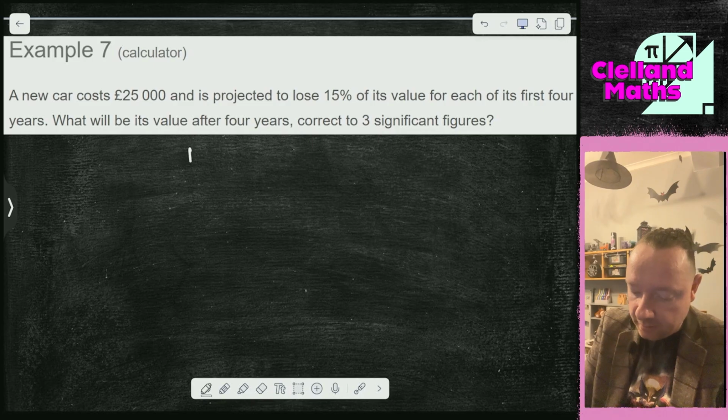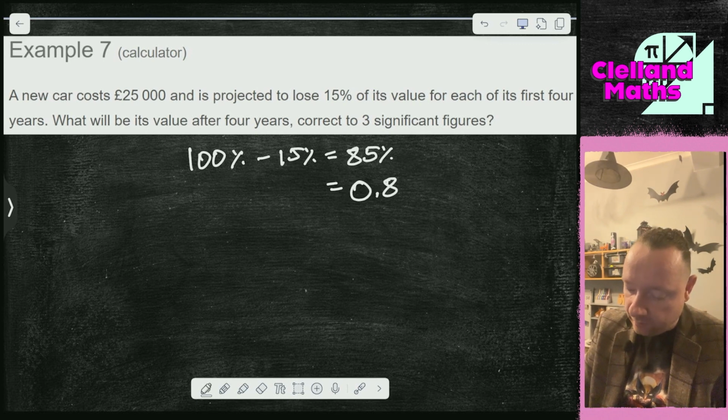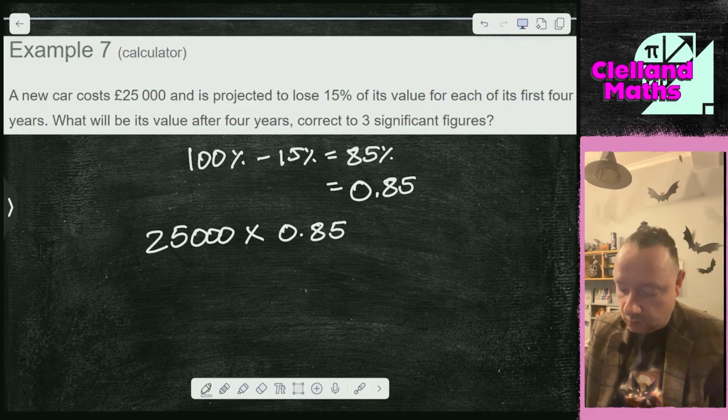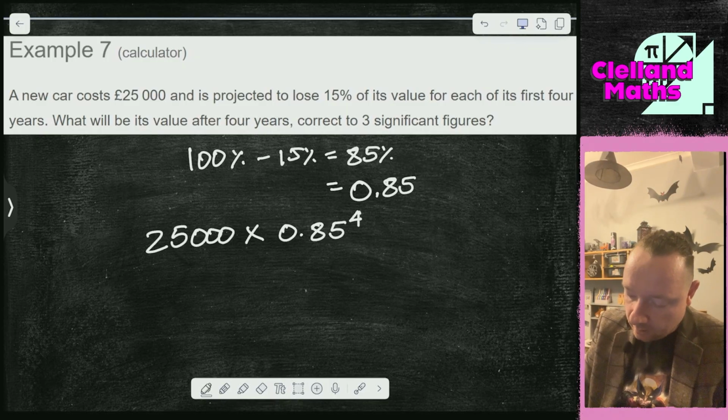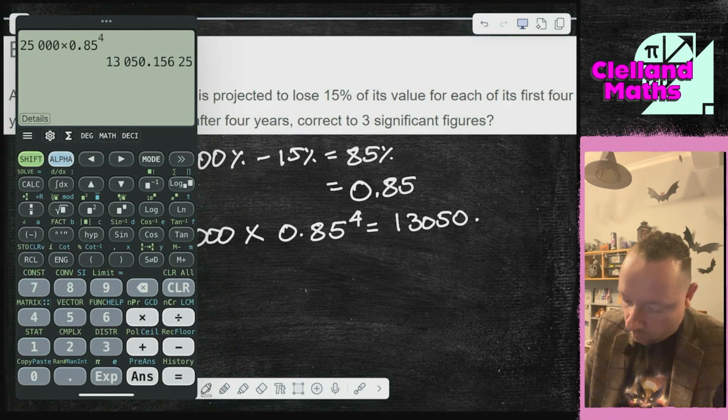So it's losing 15%, so 100 minus 15 is 85%. Immediately change that to a decimal by dividing by 100, 0.85. So now it's just timesing again, 25,000 times 0.85, and then it's how many years? 4. So the power of 4. Work that out in a calculator. I'll write down the answer, 13,050.15625.